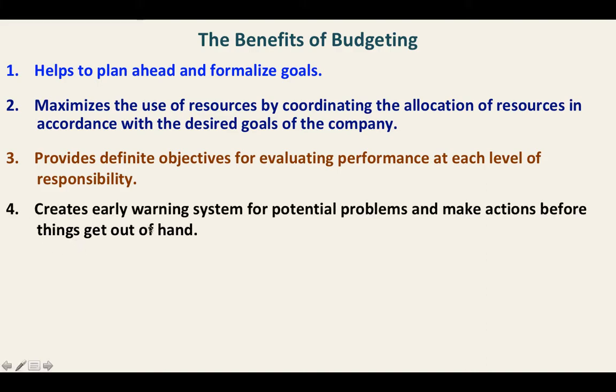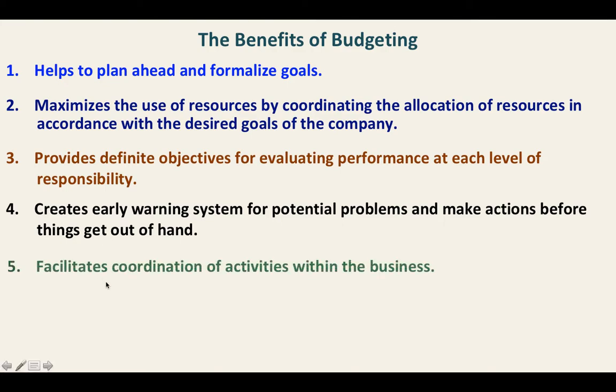Number four, it creates an early warning system for potential problems and lets you take action before things get out of hand. So in certain situations, the company has prepared a budget for gas and oil under the administrative expenses, and the budgeted amount is 500 pesos, and then your gas and oil expense went up to 1,500. So you can spot that there can be a problem.